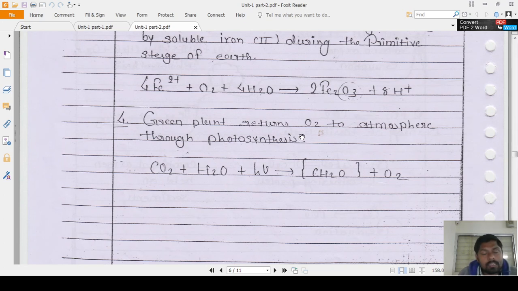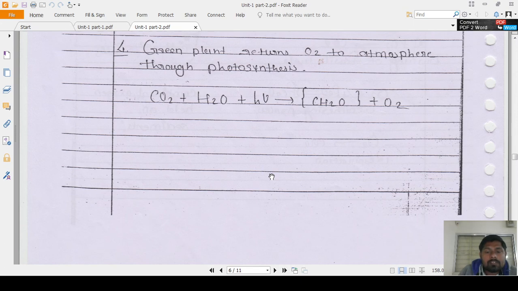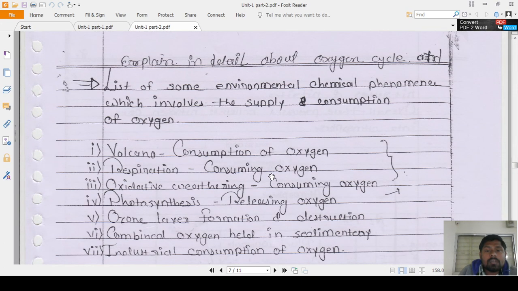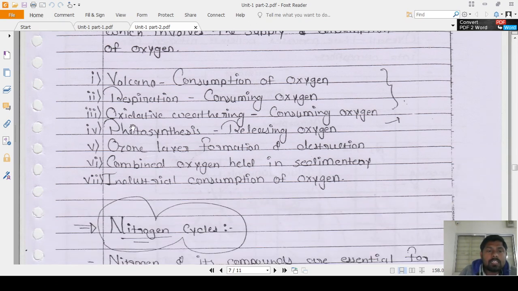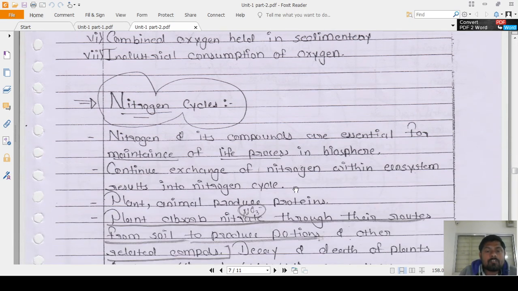Green plants return oxygen through the photosynthesis process, from CO2 and water, as you already know about photosynthesis. So, that is the oxygen cycle. Some environmental chemical phenomena involved in the supply and consumption of oxygen: volcanoes consume oxygen, respiration also consumes oxygen, oxidative weathering consumes oxygen, while photosynthesis releases oxygen. Also ozone layer formation or destruction, combined oxygen held in sediments, and industrial consumption of oxygen. Those are the processes in which oxygen may be supplied or consumed.